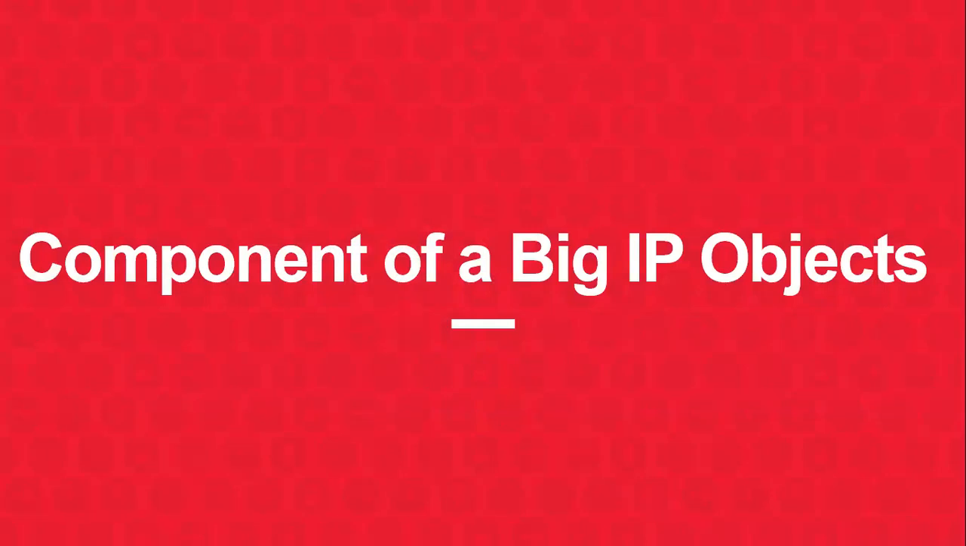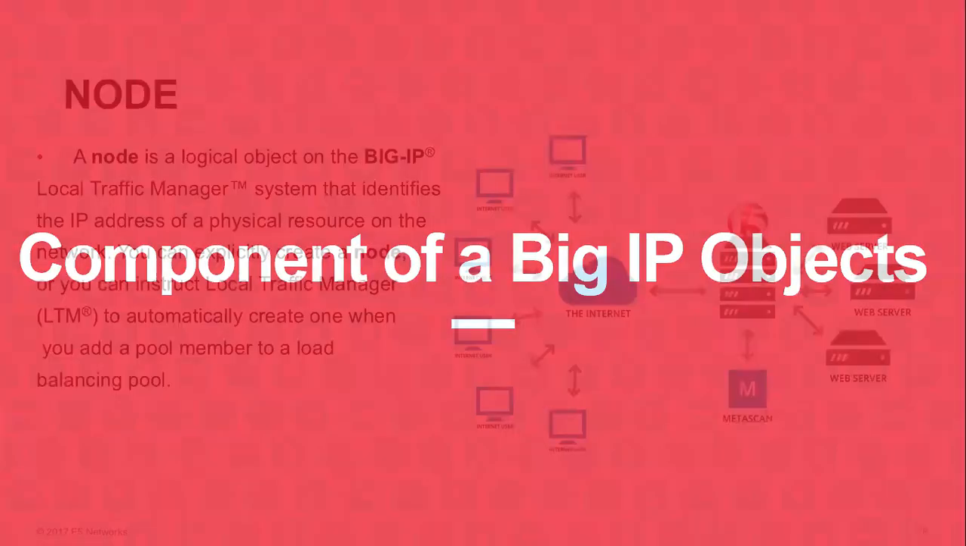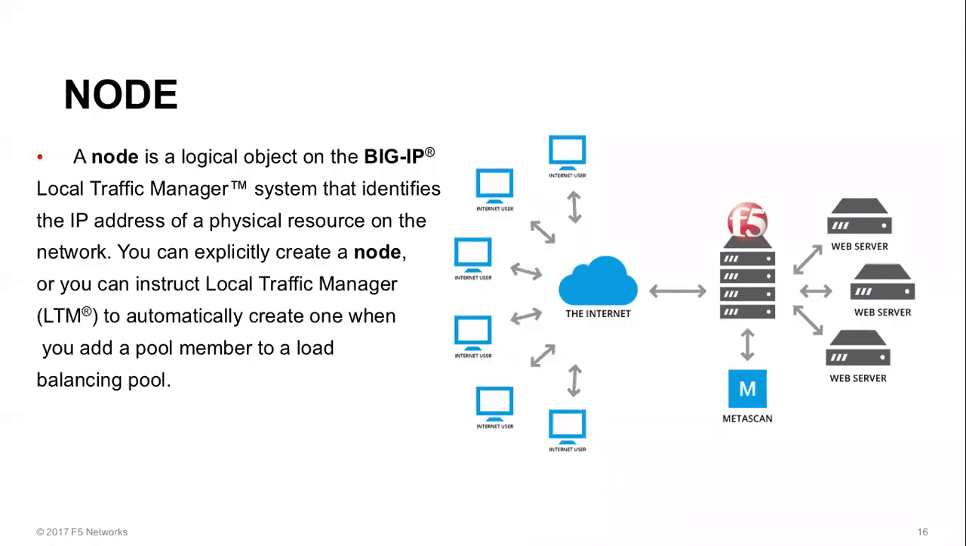Okay, so now we'll talk about the components of a BIG-IP object. When we are talking about F5, what are the things you need in terms of configuration? I'll start with the node. A node is a logical object on the BIG-IP Local Traffic Manager system that identifies the IP address of a physical resource on the network. You can explicitly create a node, or you can instruct Local Traffic Manager to automatically create one when you add a pool member to a load balancing pool.